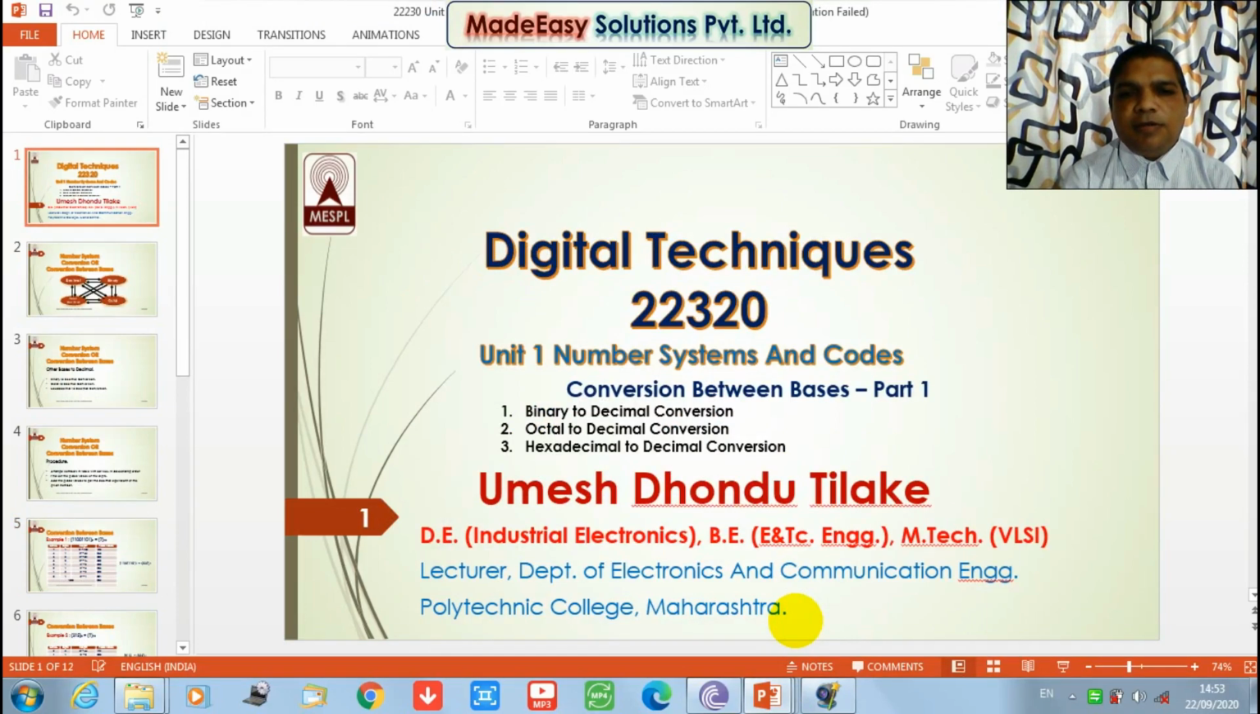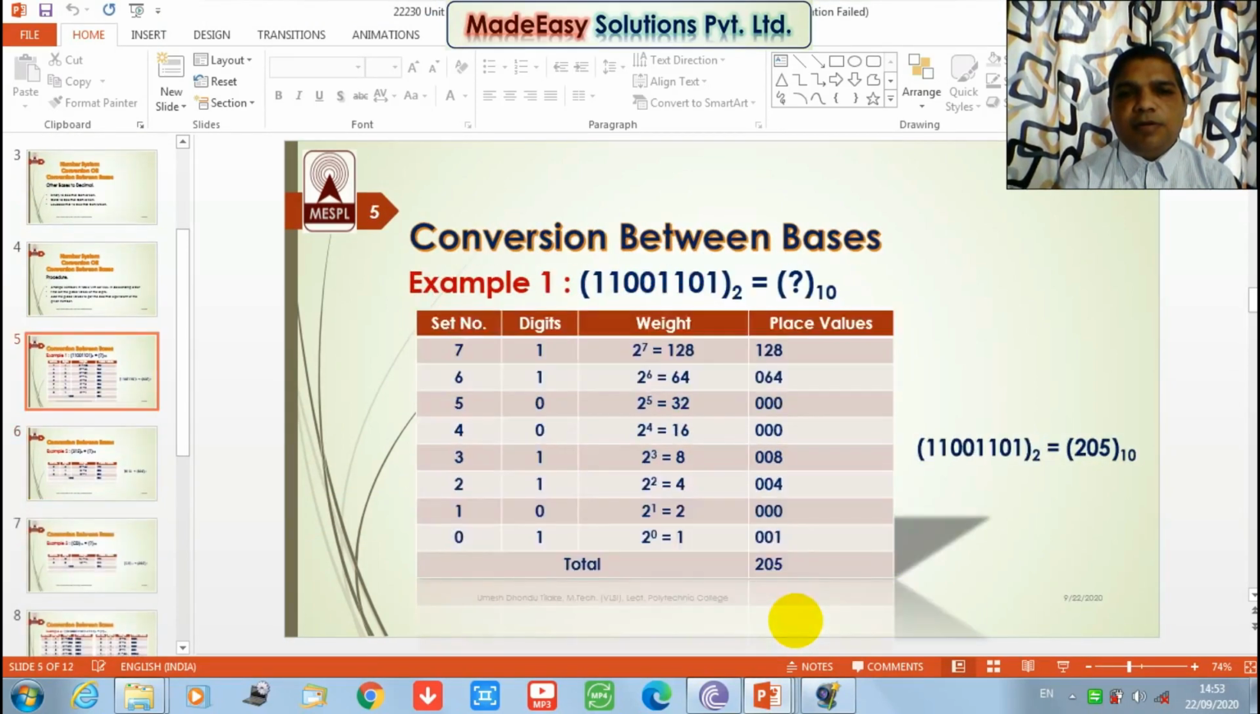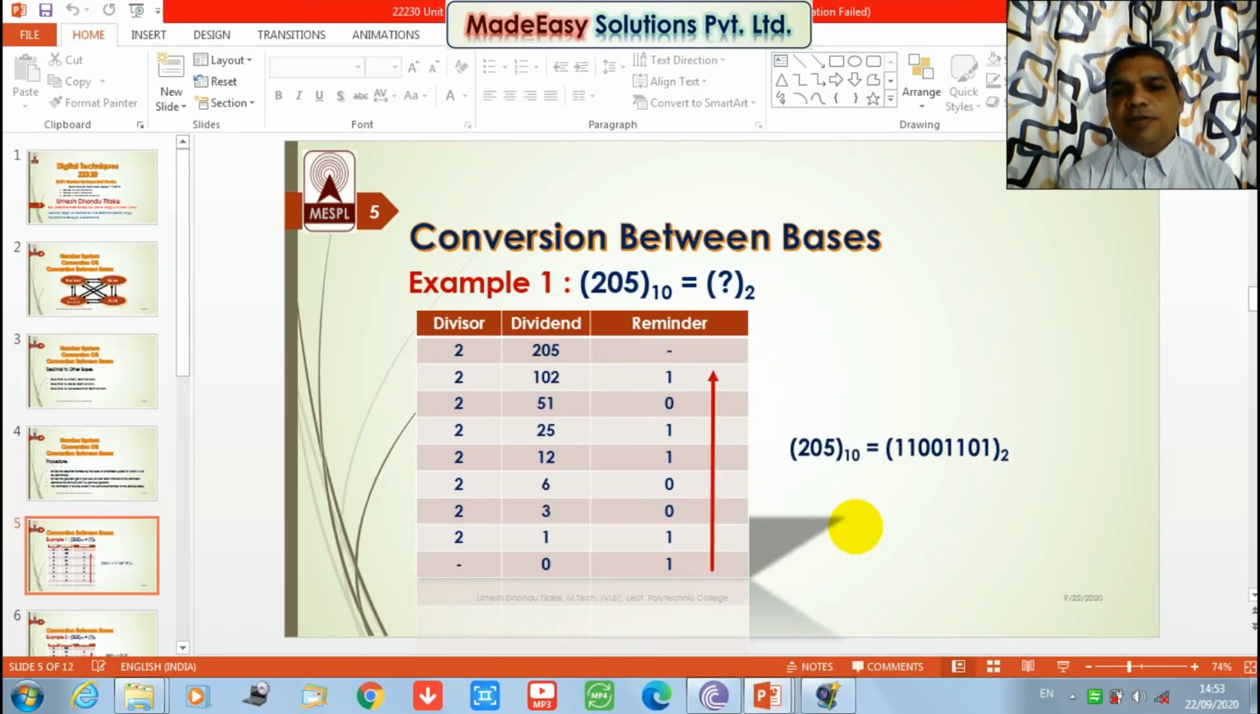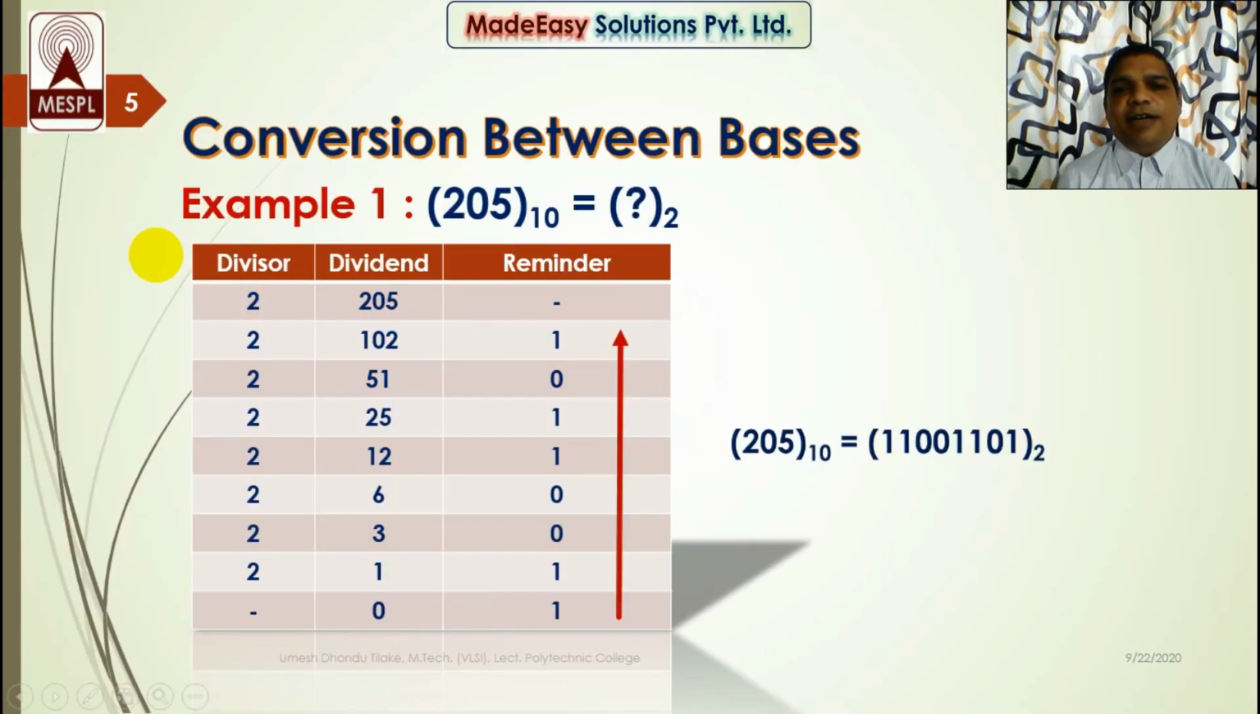See here, the number I had considered was 11001101 in binary, to convert it into decimal. I got 205 in decimal for this number. So let's check whether we get the same number as the answer in today's topic. See here, we have got the same number, 11001101. So let's learn how to find the number.